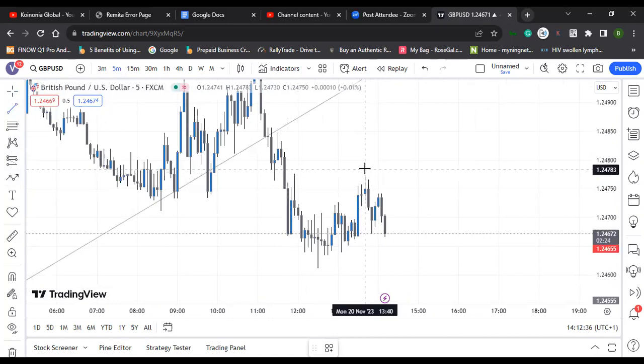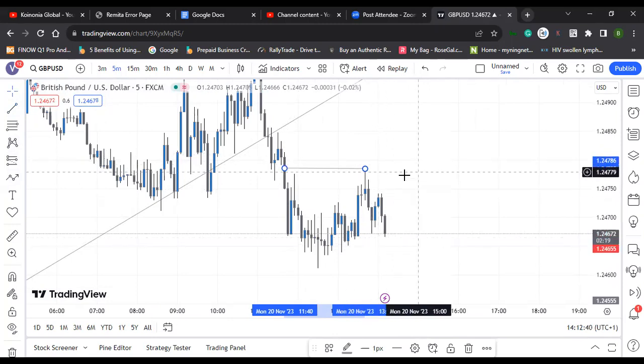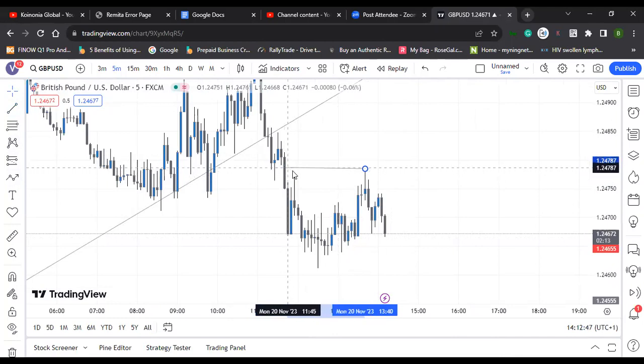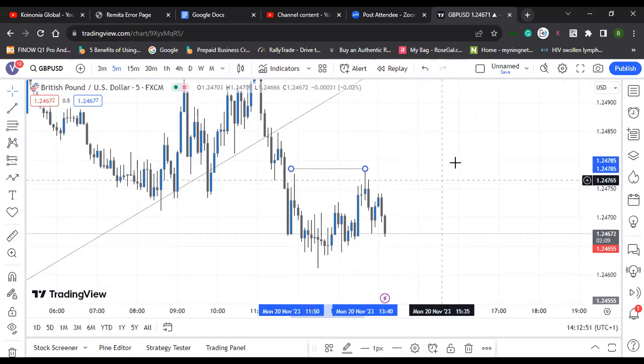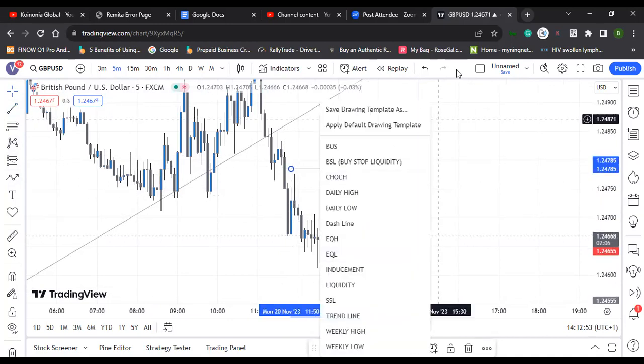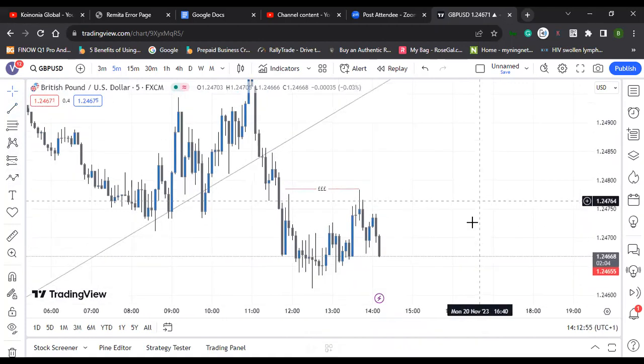Now, if you look at it very well on this side, what is price saying? I'm interested in seeing price take out this point. Most people might call it an equal high. Anything you call it is fine. I'm expecting to see price take out this level.